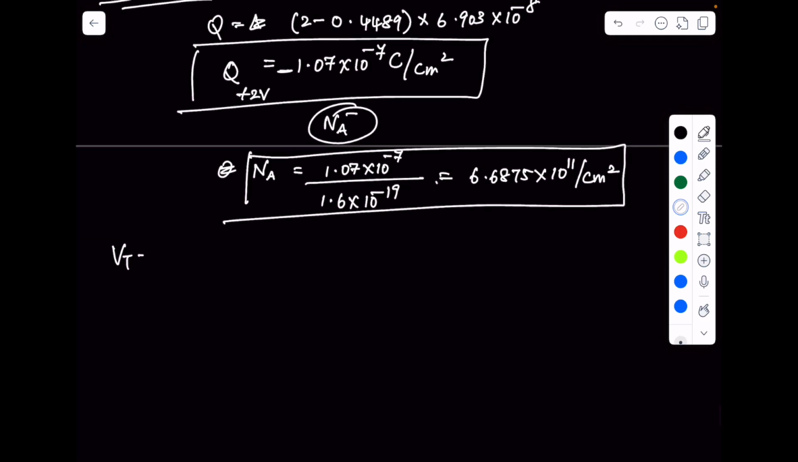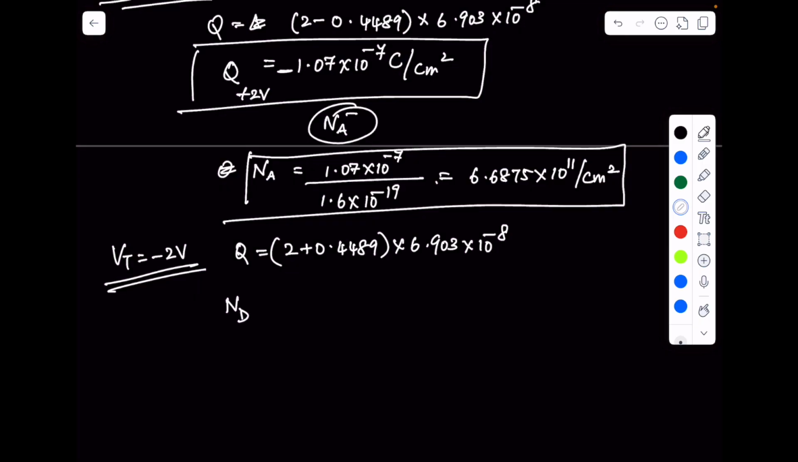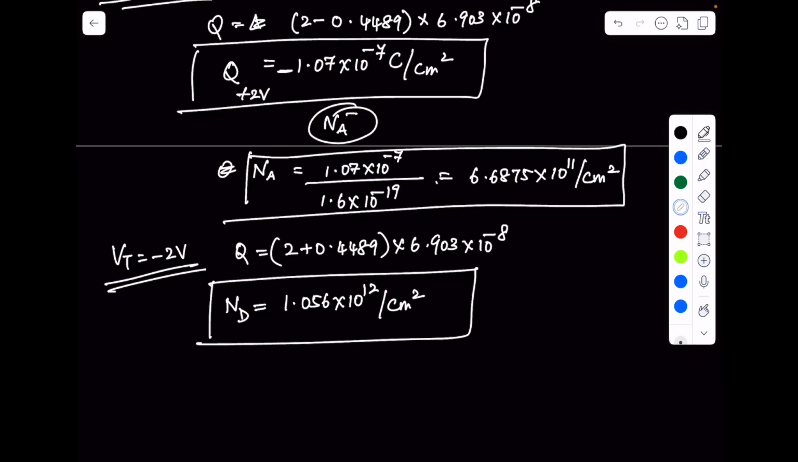Now to get the Vt down to minus 2 volts, what do I need to do? I need to add a charge which is 2 plus 0.4489, into 6.903. So I have to compensate, I have to take it in the other direction. And therefore I need to add a doping density of this charge divided by Nd. So this doping of 1.056 into 10 power 12 per centimeter squared. So I need to add a doping of 1.06 into 10 power 12 per centimeter squared so as to get the Vt to minus 2 volts.